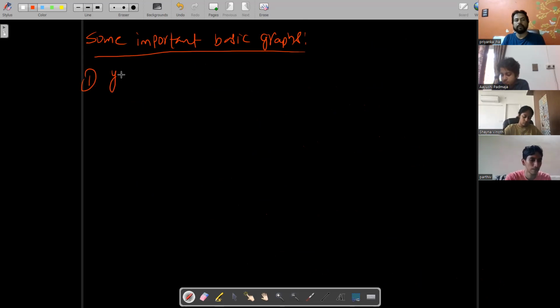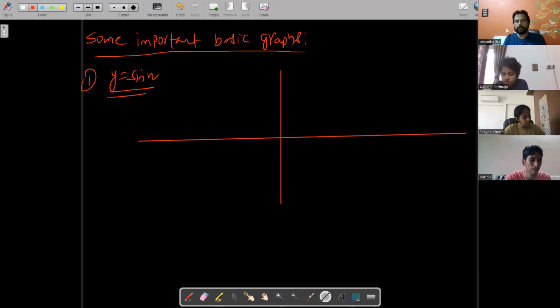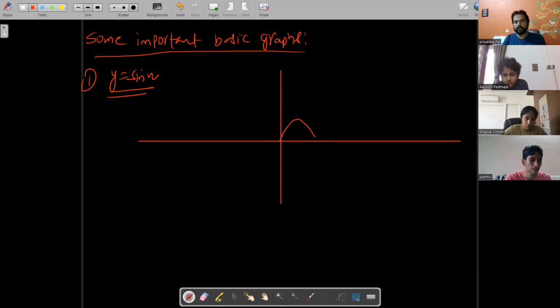First, y equal to sine x. So its graph looks like, it passes through origin like this, like a sinusoidal curve, and like this, a never ending curve. It keeps on going like a wave.